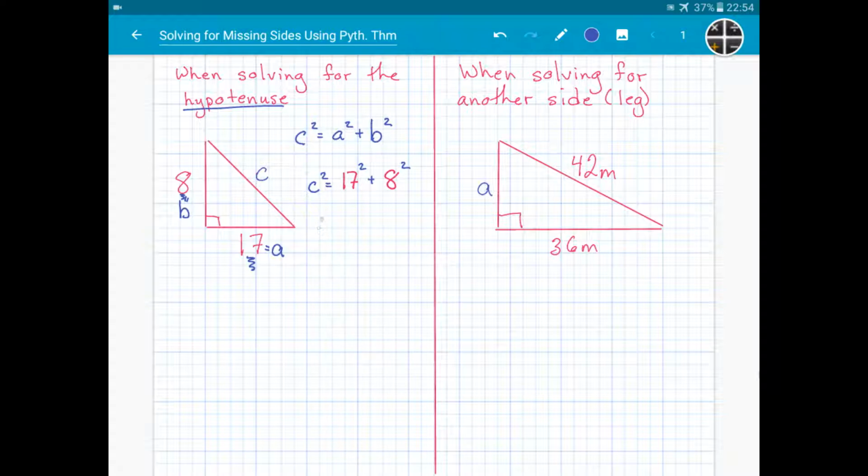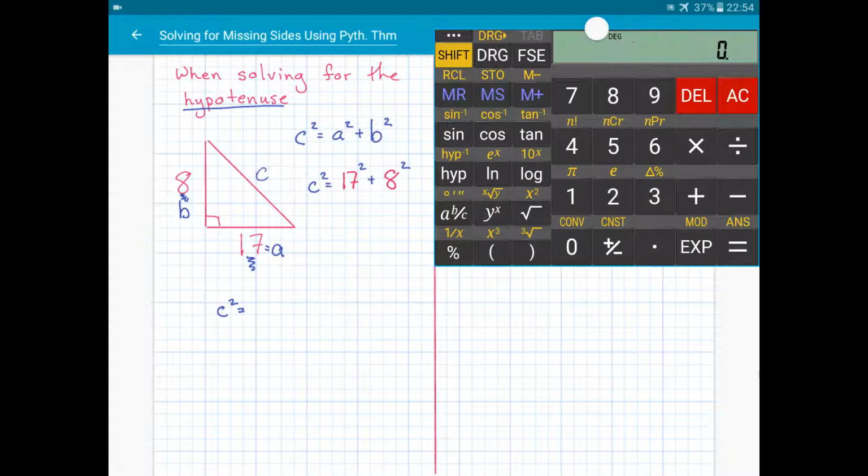Okay, and you can use your calculator going from here. So c squared is equal to, we'll do 17 squared. That's going to be 289, plus 8 squared is 64. So we'll just add 64 to 289, and we get 353 is c squared.